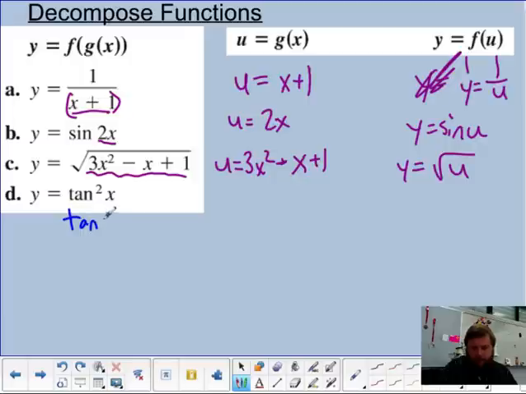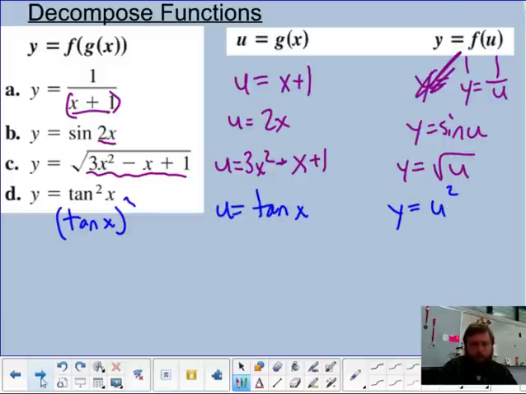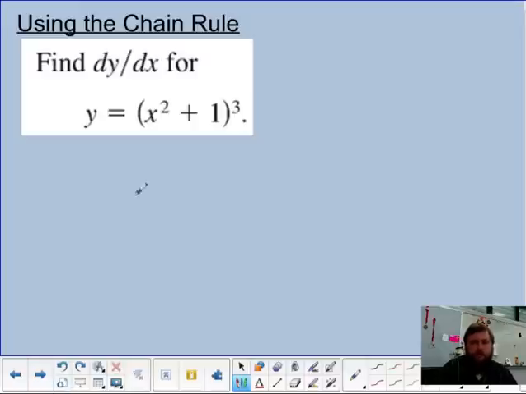Let's rewrite that as tangent of x squared. The inside is actually your tangent function. So u equals tangent of x, and y equals u squared. You're squaring your inside. So let's use the chain rule for this example.